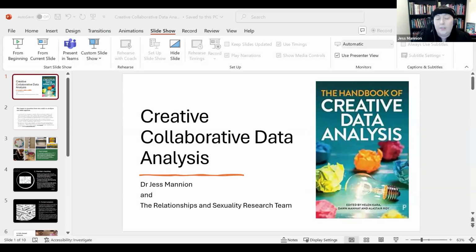So as part of our research, we do co-produced action research. So it's important for everybody in the team to be engaged in all stages of the research process. But when we got to the stage of the data analysis, this is something we weren't sure how we were going to do it.